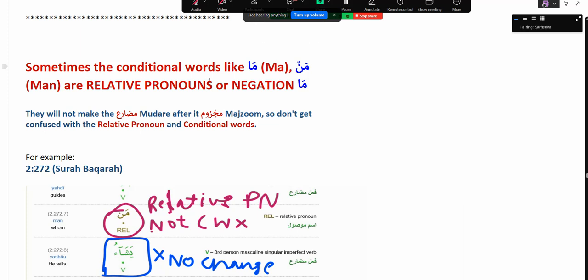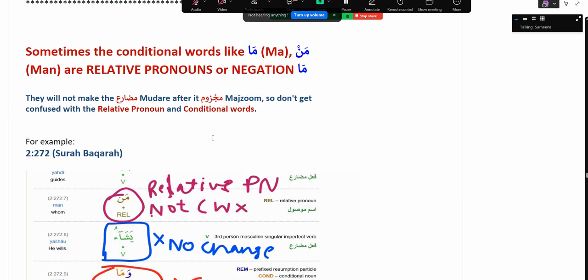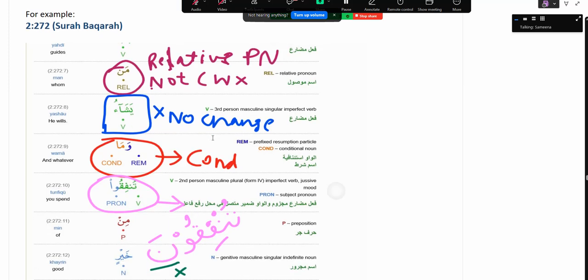Sometimes words like ma and man are relative pronouns or negation, not conditional words. They will not make the mudare majzoom after them. So don't get confused between the relative pronoun and the conditional words. Okay? We have man yasha'u, whom he wills. So man is a relative pronoun. This is not a conditional article, so it is not making the mudare majzoom.